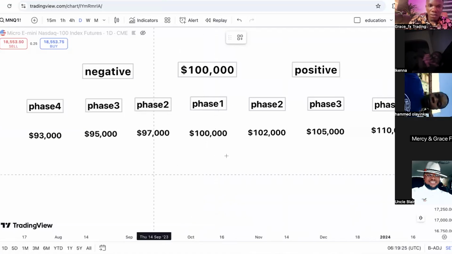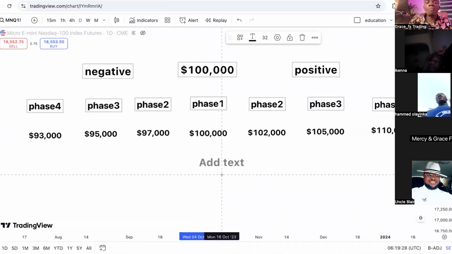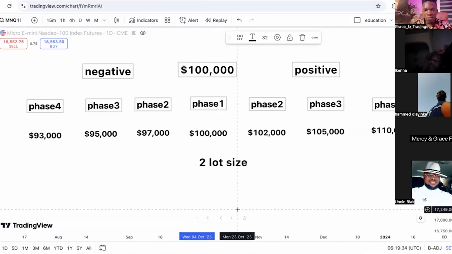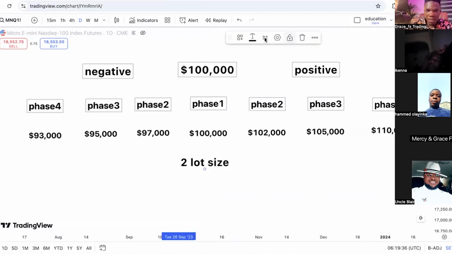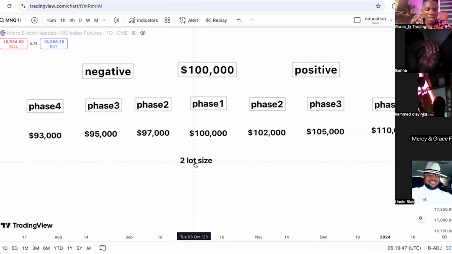So here for GBPUSD and EURUSD, you first start with 2 lot size per day. All right, 2 lot size per day. Let me reduce the size of the lot size here. So 2 lot size at this point.